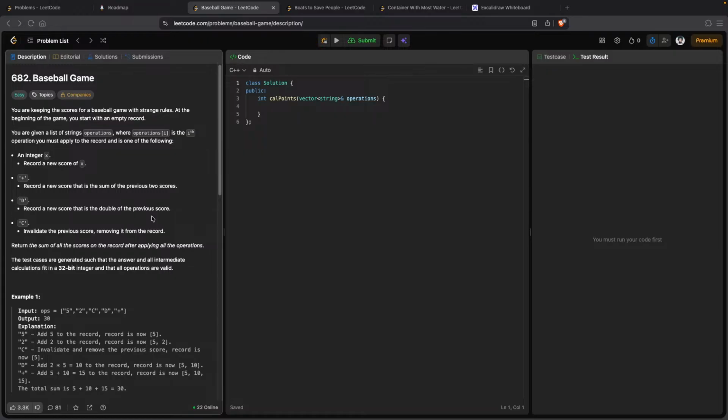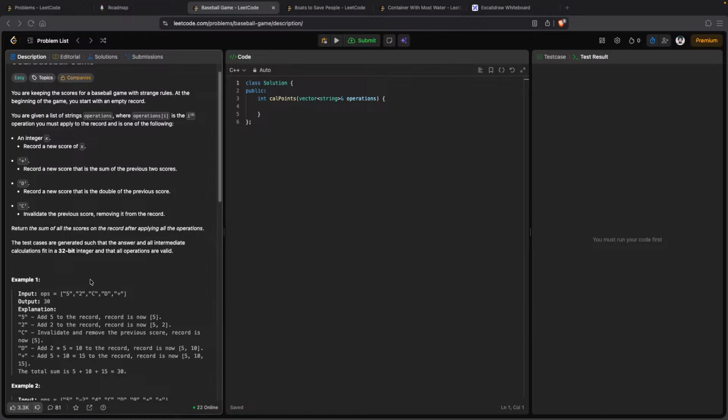Okay. C is invalidate the previous score, remove it from the record. Return the sum of all the scores on the record after applying all the operations. The test cases are generated such that the answer and all intermediate calculations fit in 32-bit integers and that all operations are valid.